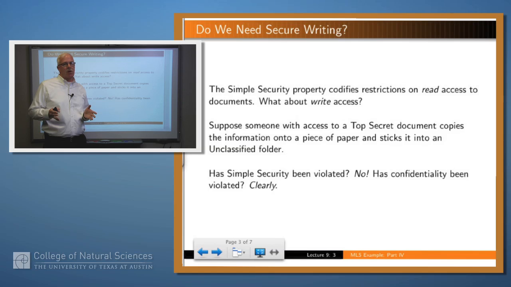Well, think about the following scenario. An individual who has top secret clearance, say, walks in, picks up a document marked top secret. He's allowed to read it. He takes that information, writes it on a piece of paper, and sticks that piece of paper into a folder marked unclassified. So does that violate simple security? I would claim that it doesn't, because he has read access to the top secret document. He also has read access by simple security to the unclassified document. So that seems to be okay from the perspective of simple security, but it seems grossly bad from a perspective of security. So what's missing?